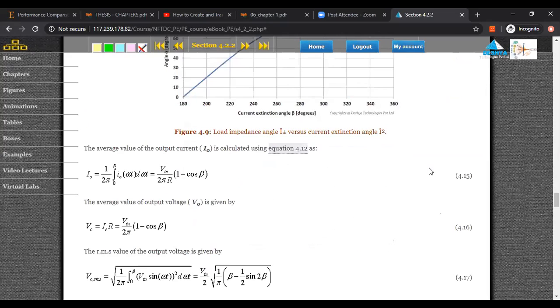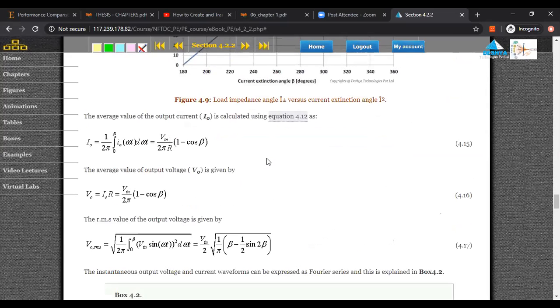And then the next thing is the average value of output current. For every waveform, you can find its average value and you can find its RMS value. You are very well aware, since you're talking about series RL circuit, right? It's just the study of AC circuits. So when we are saying study of AC circuits, we need to find its average value, and we need to find its RMS value.